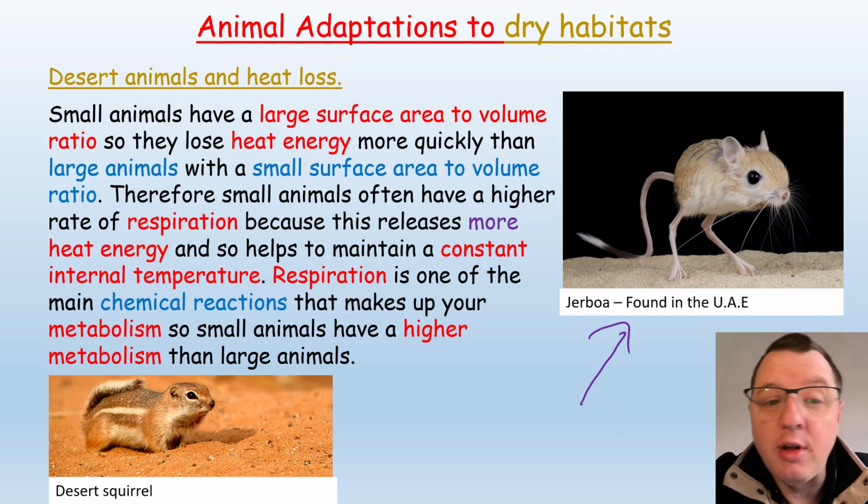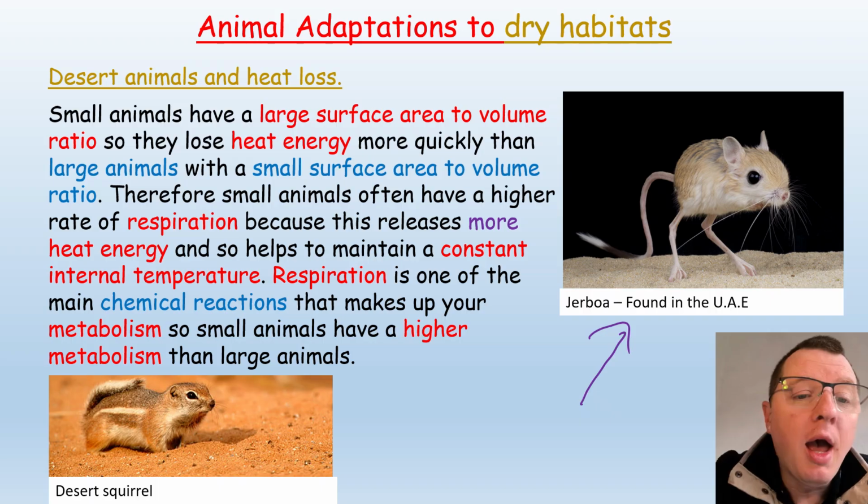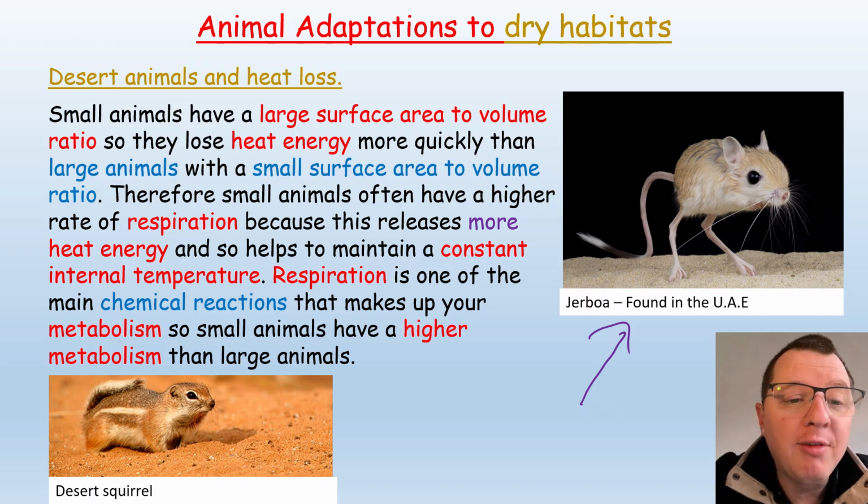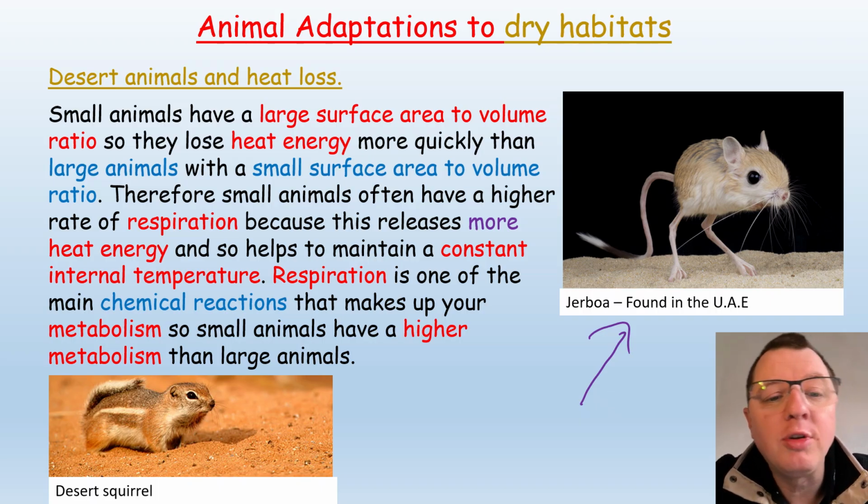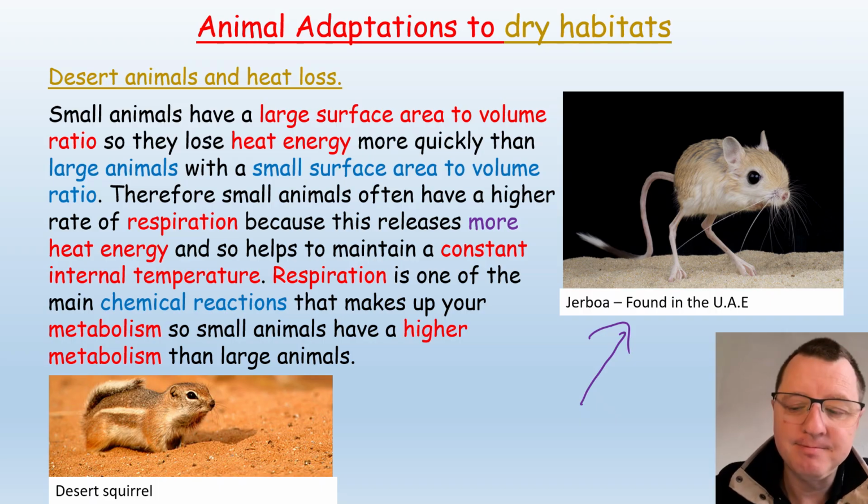And this is a small animal, so it has a large surface area to volume ratio, so it will lose heat more quickly than a large animal, which will have a smaller surface area compared to a larger volume. And therefore small animals often have a higher rate of respiration because this releases more heat energy, so it helps to maintain a constant internal temperature. Now, respiration is one of the main chemical reactions that make up your metabolism, so small animals will have a higher metabolism than large animals.